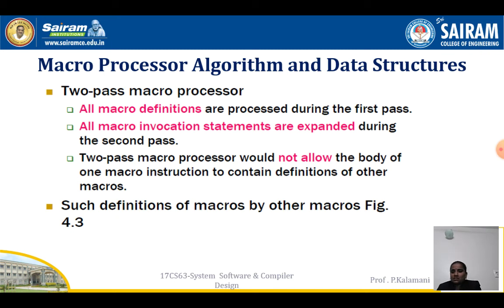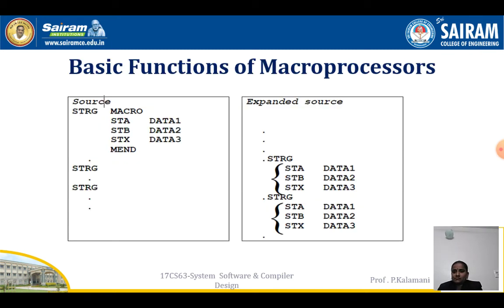These are the basic functions of a macro. Here we are given the macro strg, that is the name of the macro, and we have three statements: store accumulator with data 1, store base register with data 2, store index register with data 3. These three statements are there in the macro. So instead of writing the three statements again and again, whenever we want we can call the macro name. Whenever we call strg, it will be expanded with these three statements. Again when it is called with strg, it will be expanded with the three statements.